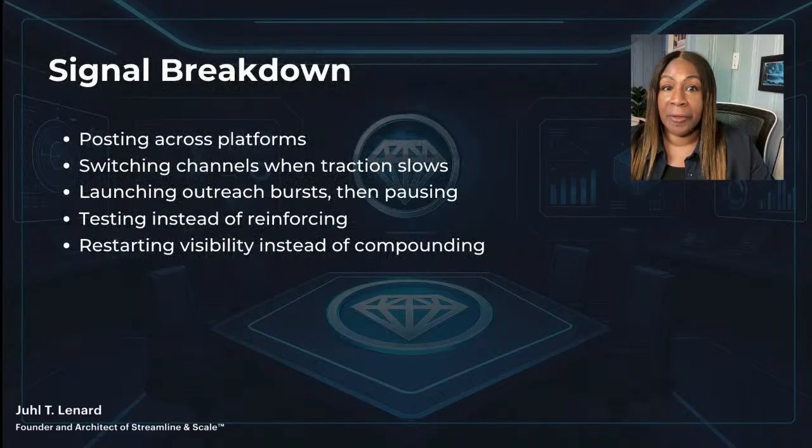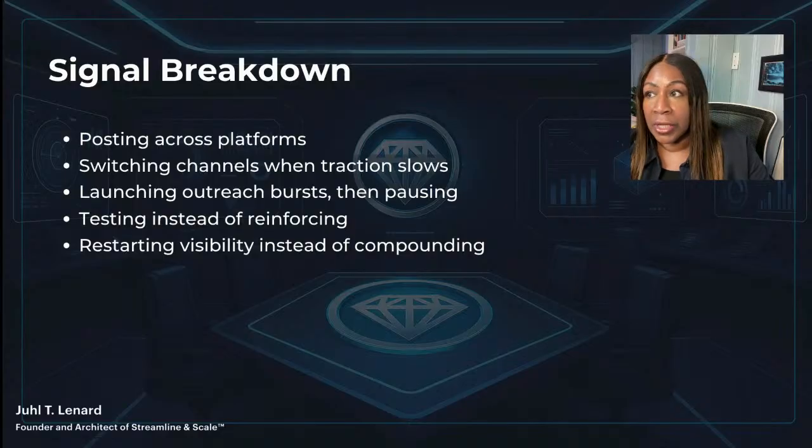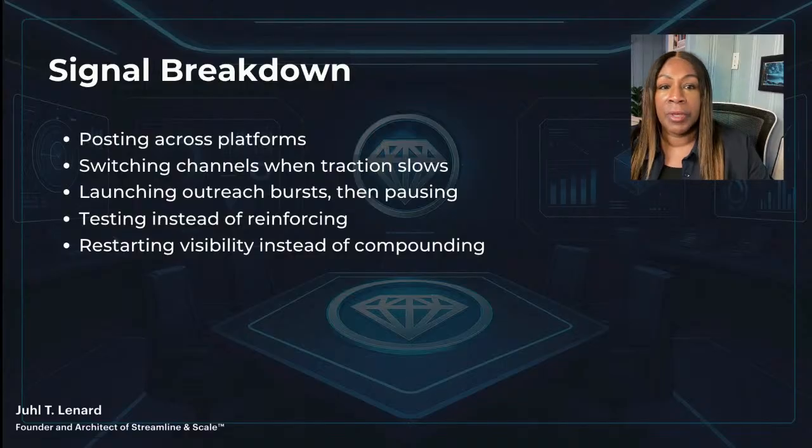The signal breakdown looks like this: you're posting across platforms, and you're switching channels when the traction slows down. You think, there's not enough activity over here, so I'm going to switch over here. You're launching outreach bursts and then pausing, so it's not consistent. It's testing instead of reinforcing, and restarting visibility instead of compounding. You're always testing to see what's the next thing that's going to happen, but you're not optimizing the work you're already doing so it compounds, and it winds up that you are resetting every single time.